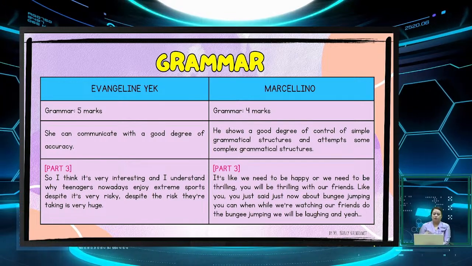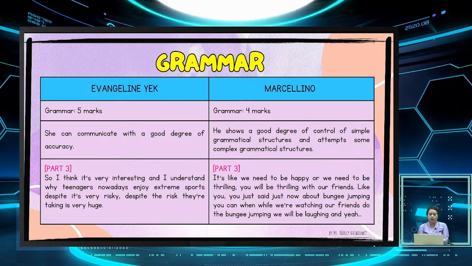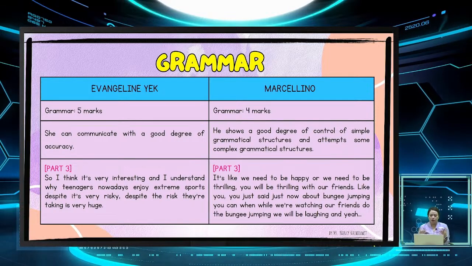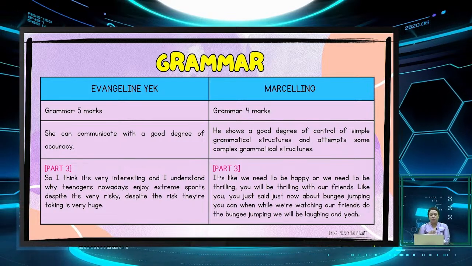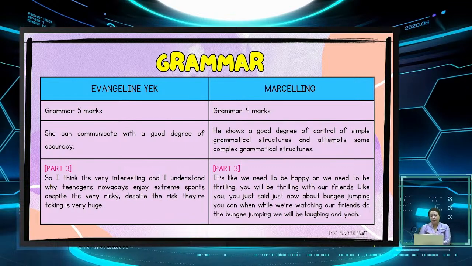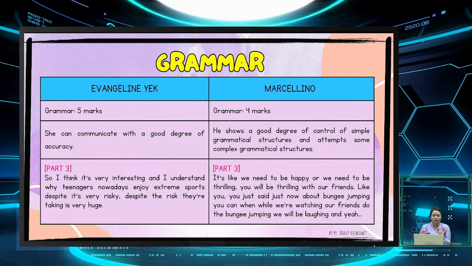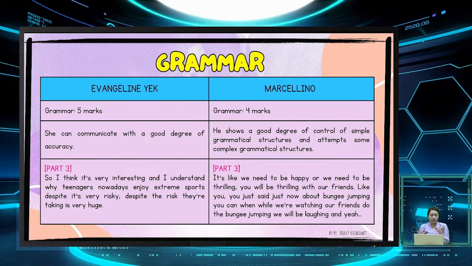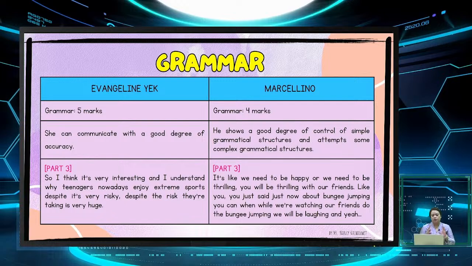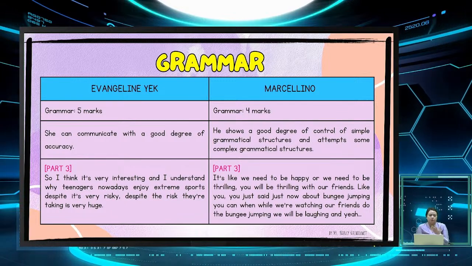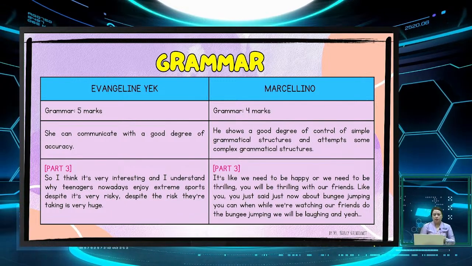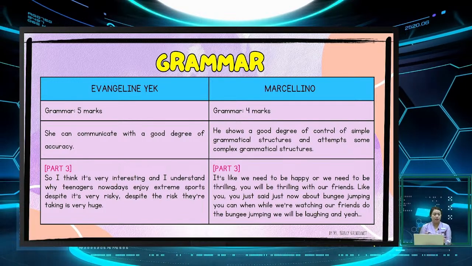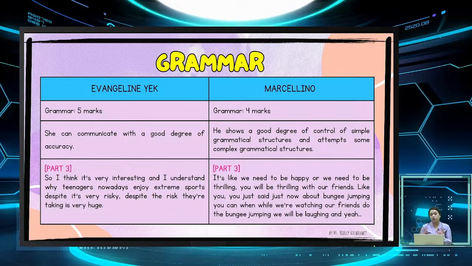Okay, so as he said, like you just said just now about bungee jumping, while we're watching our friends do the bungee jumping, we'll be laughing. So this is where his grammar went down from 6 to 4. So this is why you should be practicing the appropriate English language with your friends so that you don't have this kind of problem when you do your speaking tests.